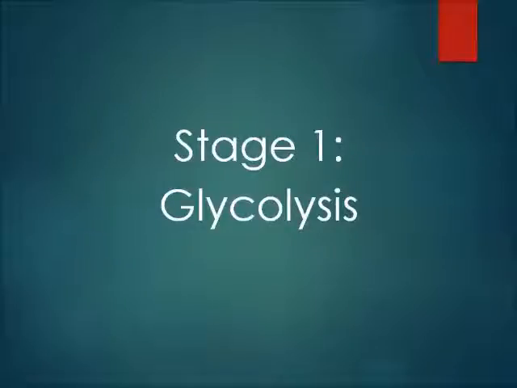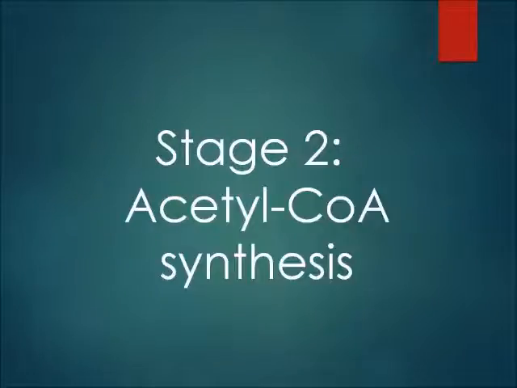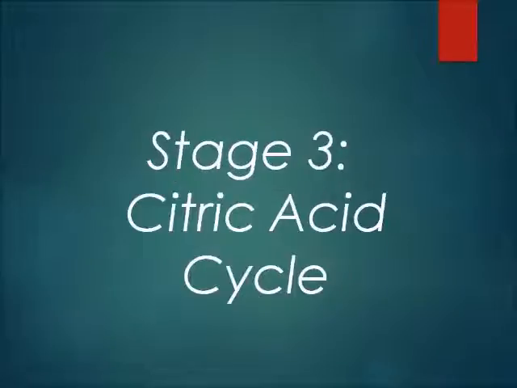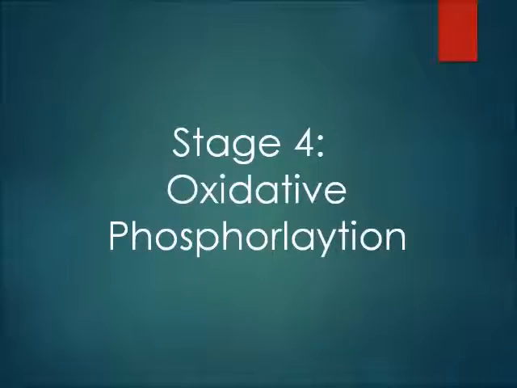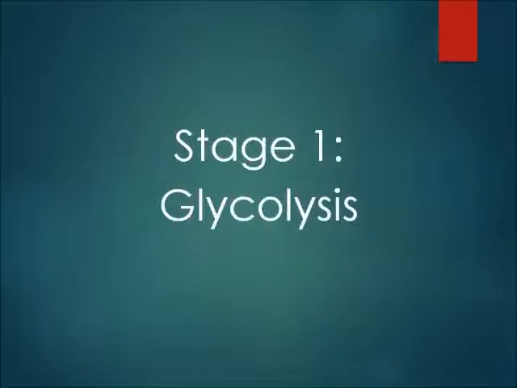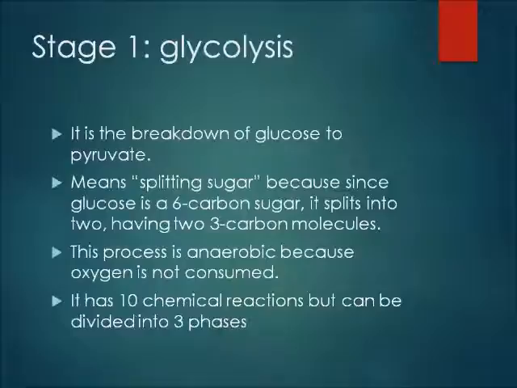Stage 1, glycolysis. Stage 2, acetyl-CoA synthesis. Stage 3, the citric acid cycle, and Stage 4, oxidative phosphorylation. In glycolysis, it is basically just the breakdown of glucose to a pyruvate. It means splitting sugar because since glucose is a 6-carbon sugar, it splits into 2, having 2 3-carbon molecules. This has 10 chemical reactions but can be divided into 3 phases.